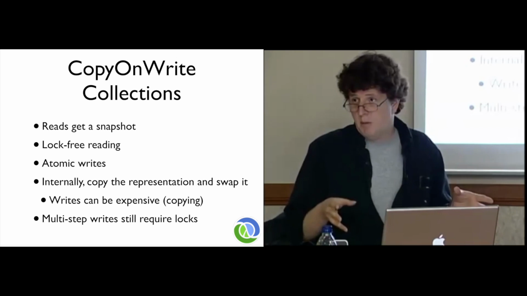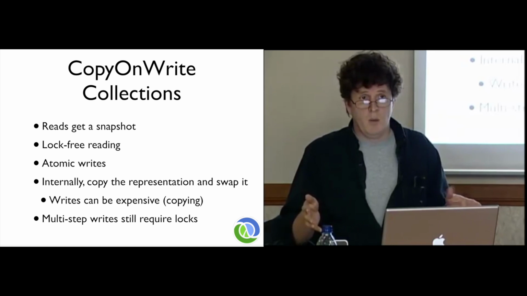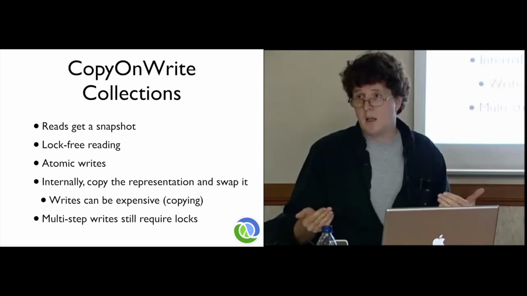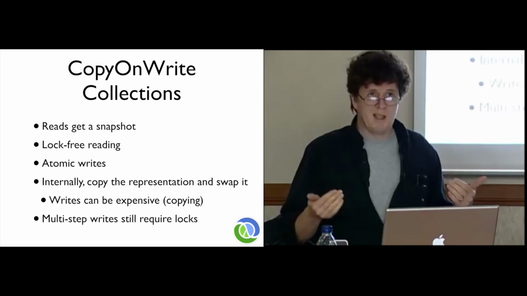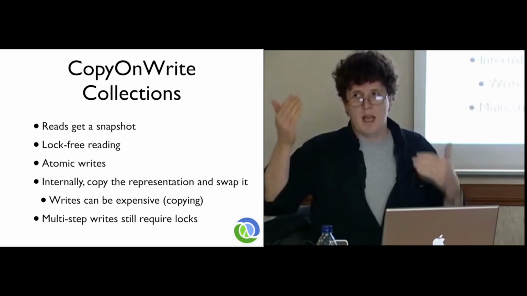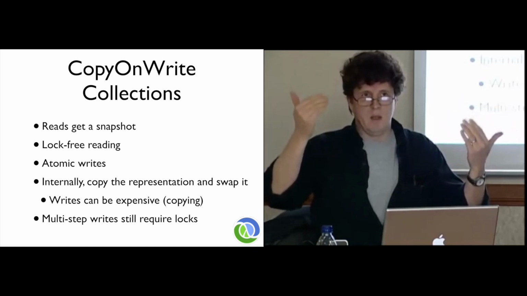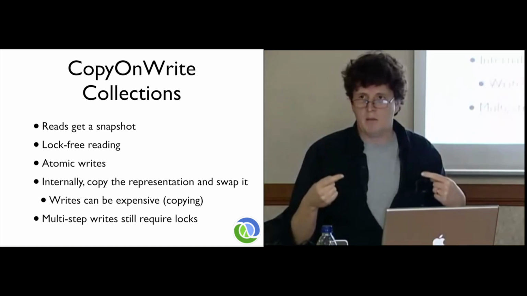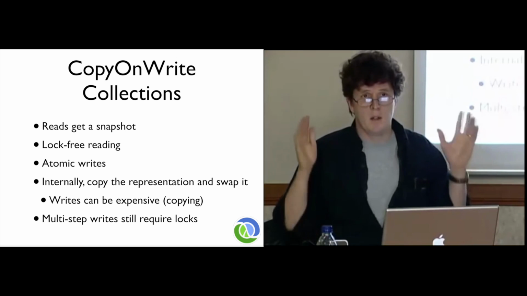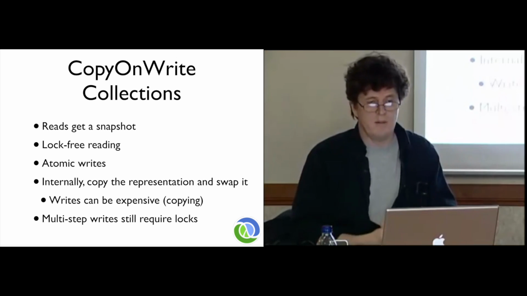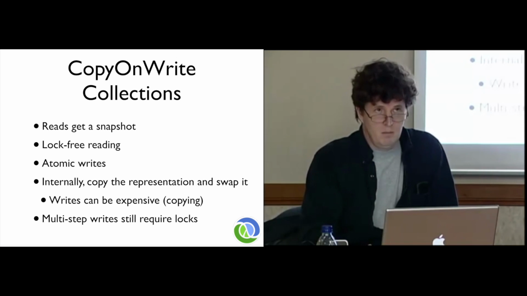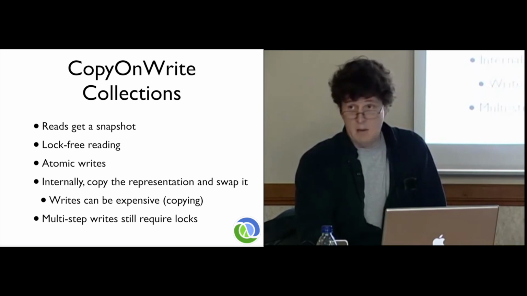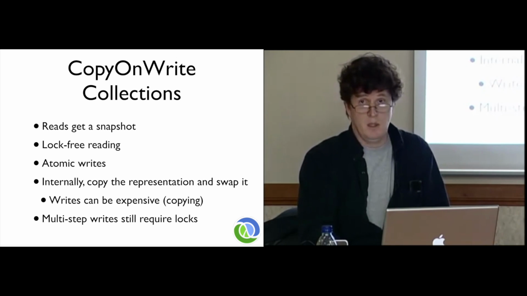A multi-step interaction with the copy on write collection still requires a lock, right? Which makes sense, because if I'm going to change this and that, and maybe I need to read it in between, well, somebody else could get in the middle of that. And nothing about it atomically swapping is going to help that. So if you have a multi-step operation, you still have to lock. So this is not a cure-all. But that's basically all you get, right? There's nothing better in Java or C# today than these solutions.